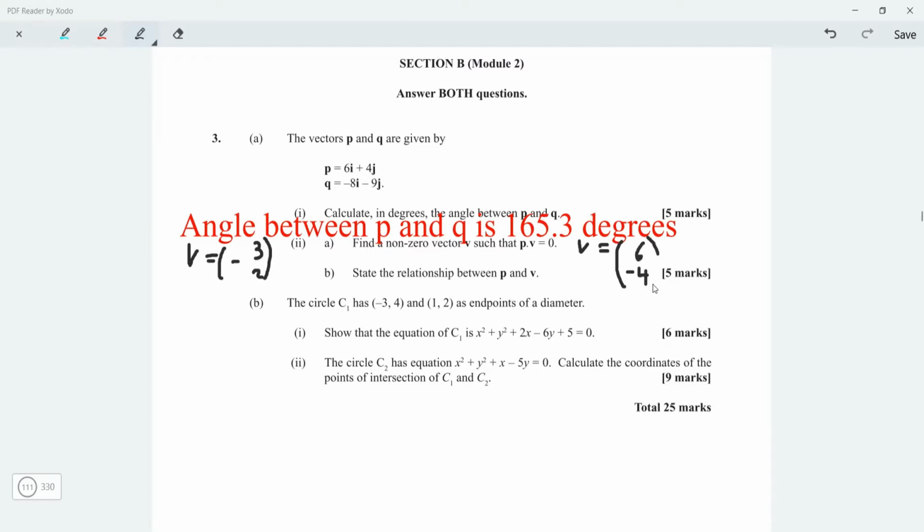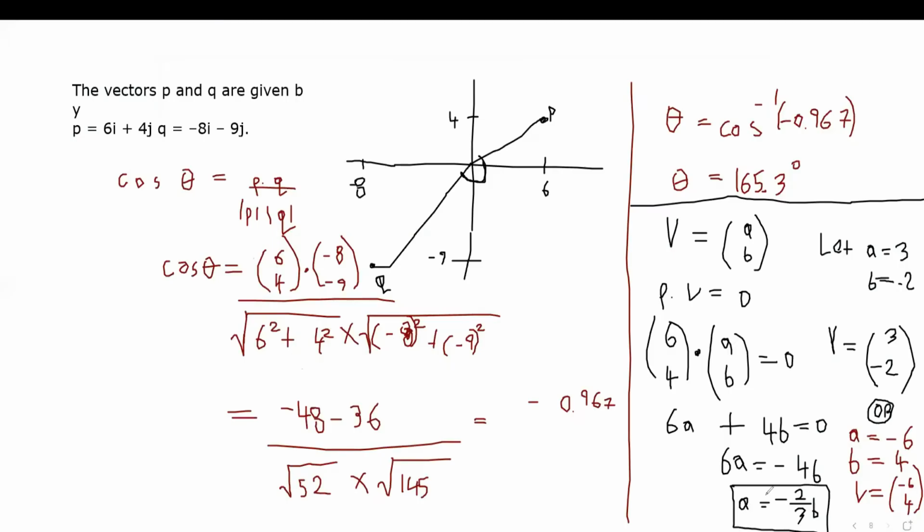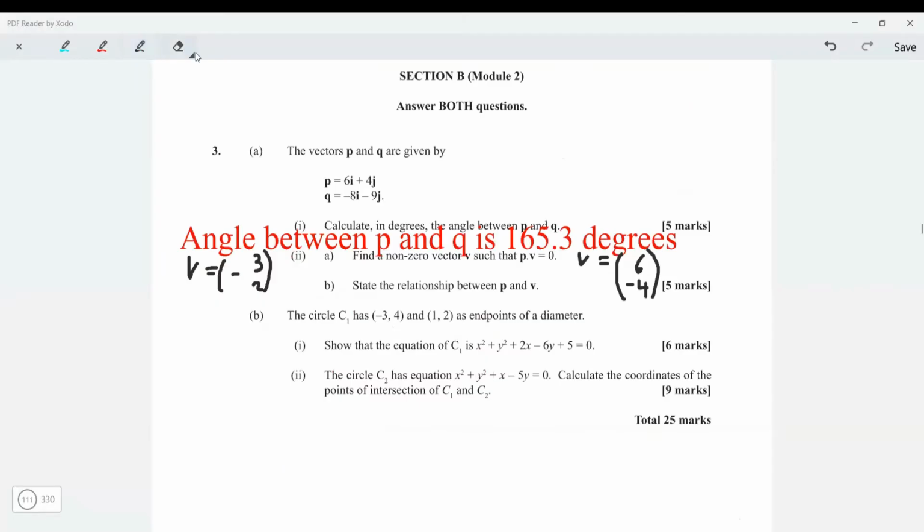All right. Is it 6, -4? Let me check back. We choose A as -6, 4. So 3 minus 2 and -6, 4. This is supposed to be written the other way. -6, 4. Sir, and the next, yeah.